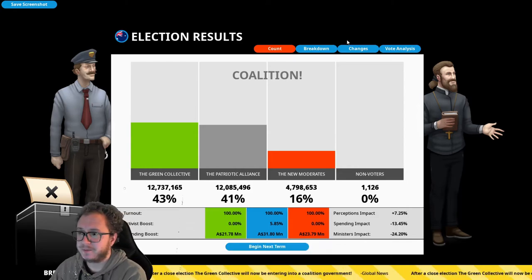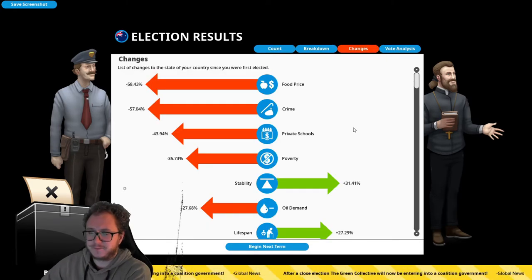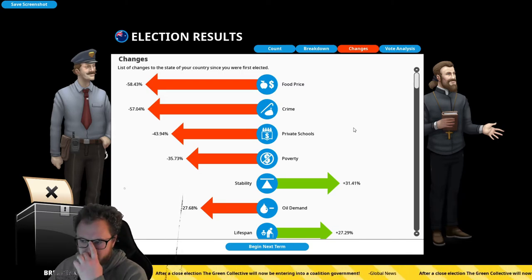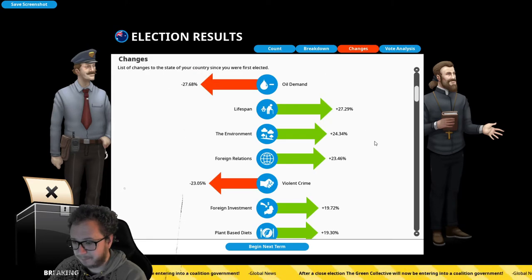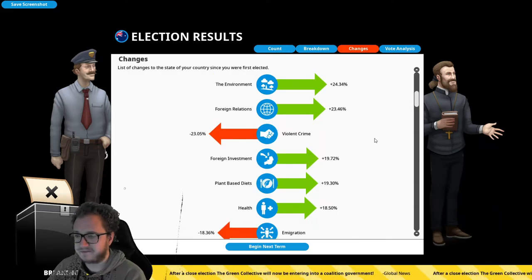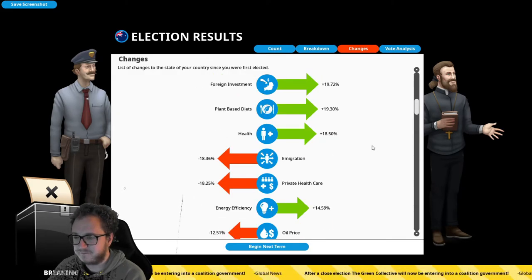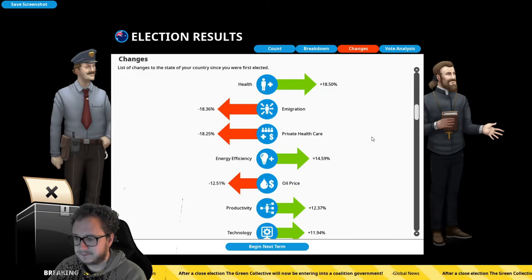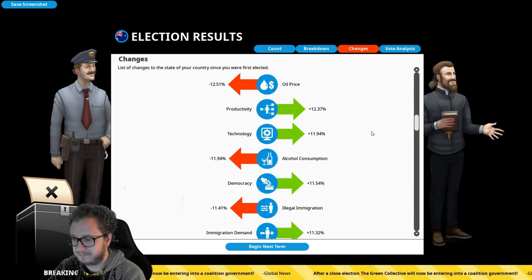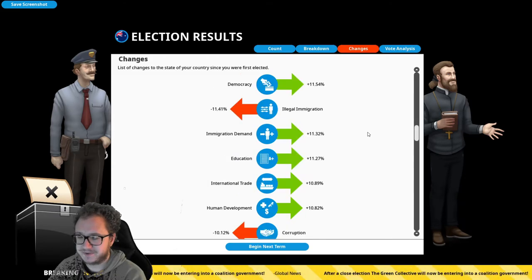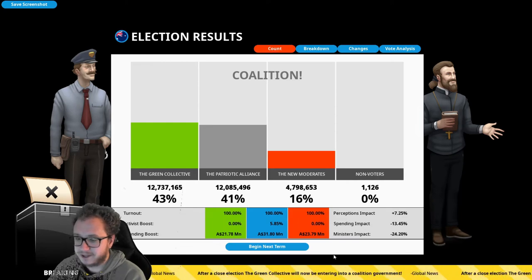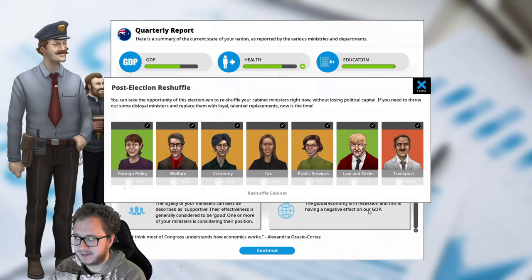So what changes did we manage in the first term? The food price significantly down, crime significantly down, poverty significantly down, stability up, lifespan up, the environment up, foreign relations up, violent crime down, foreign investment up, health is up, energy efficiency is up, productivity and technology up, and democracy is up, education, international trade, human development. You see, that's all the things that you want. It really is.